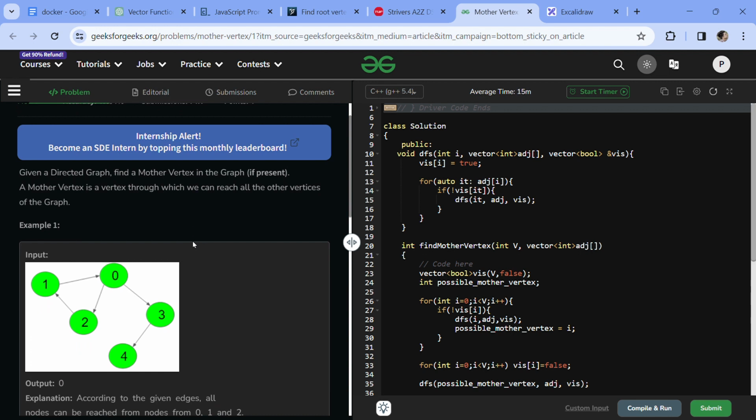So that's all for this question. I hope you get the logic behind this question. This question is very, very easy.